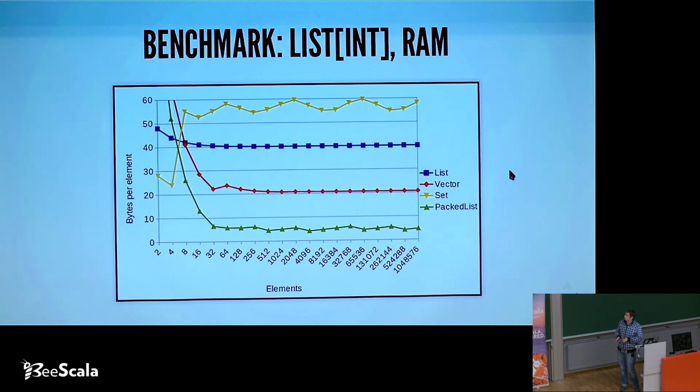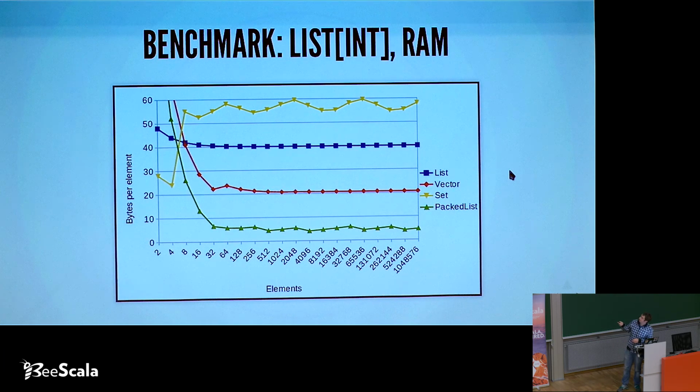So it's a list of integers, and you see that the packed list is performing quite well for memory usage. This madness at the beginning happens for multiple reasons. For set, because in Scala collections there are specific instances for sets of 1, 2, 3, and possibly 4 elements. And then it goes to the regular implementation.